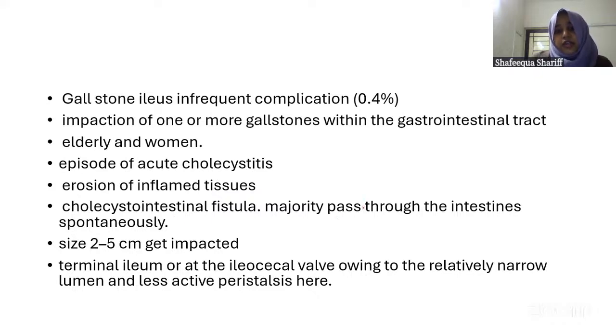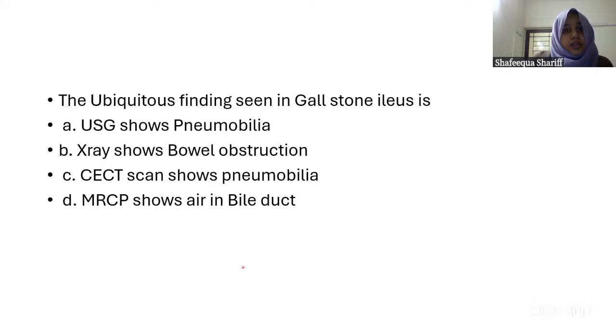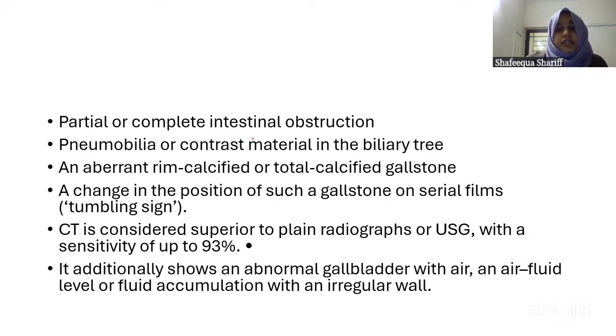The majority usually pass through the intestines. But when the size is 2 to 5 centimeters, it may get impacted. Mainly it gets impacted at the terminal ileum or the ileocecal valve. Why? Because it is a relatively narrow lumen and there's less active peristalsis there. So it is more common for fistula formation. What are the findings you can see in a gallstone ileus? In an X-ray, you can see a partial or complete intestinal obstruction. Pneumobilia or contrast material can be seen in the biliary tree, and an aberrant ring-calcified or totally calcified gallstone can be seen.